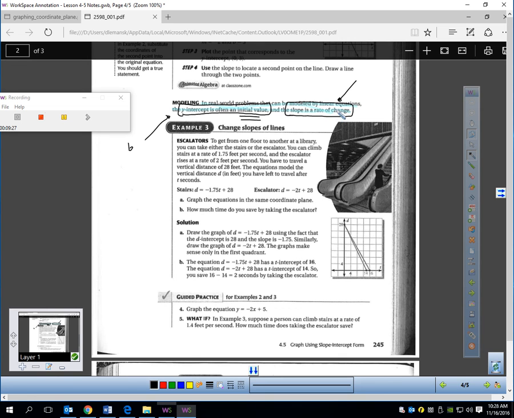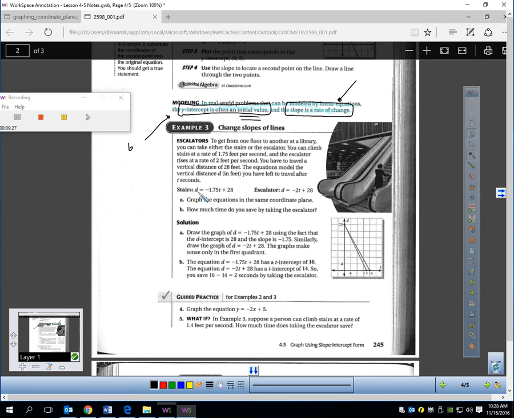All right? So when we look at this sample problem, it says to get from one floor to another at a library, you can take either the stairs or the escalator. If you climb the stairs at a rate of 1.75 feet per second, and the escalator rises at a rate of 2 feet per second, you have to travel a vertical distance of 28 feet. The equations model the vertical distance you have left to travel after t seconds.